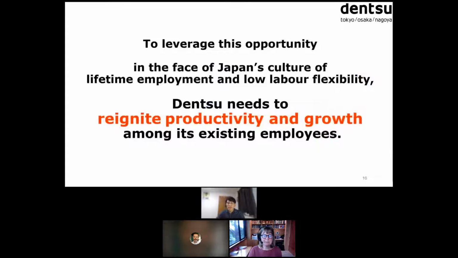In order to leverage this precious opportunity, we need to overcome some Japanese-specific human resource issues as well. Our society has a strong lifetime employment culture and low labor flexibility. So unlike Western countries, replacing employees with newcomers by mass layoffs doesn't work in Japan. Training existing employees and transforming them into a new workforce is vital for Japanese companies.